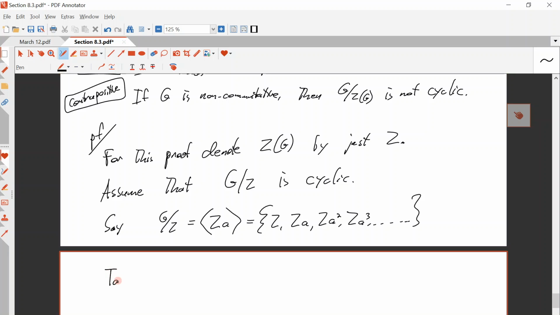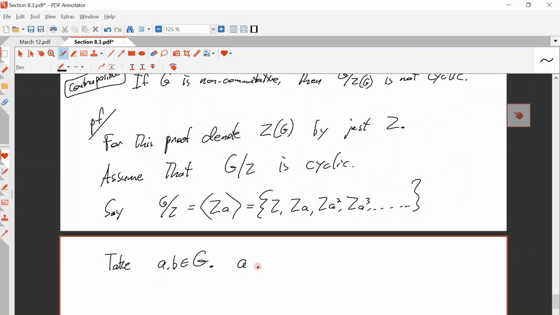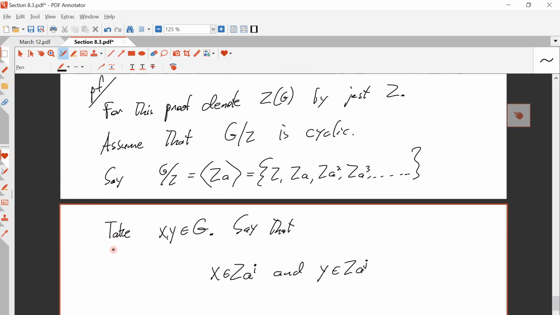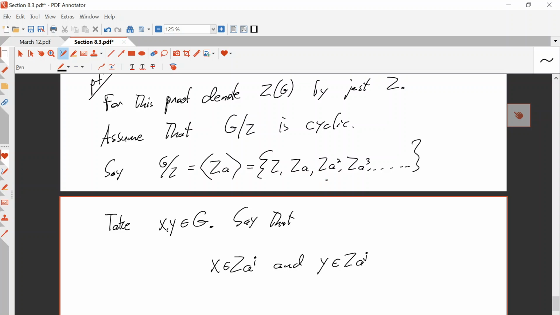Okay, so take A and B in G. We want to show that A and B commute. Actually, I can't use A. Let's do X and Y in G. Say that X is an element of ZA to the I, and Y is in the coset ZA to the J. Every element of the group is in some coset, right, the cosets partition the group. So X is in some coset, and Y is in some coset. Maybe the same one, maybe not.